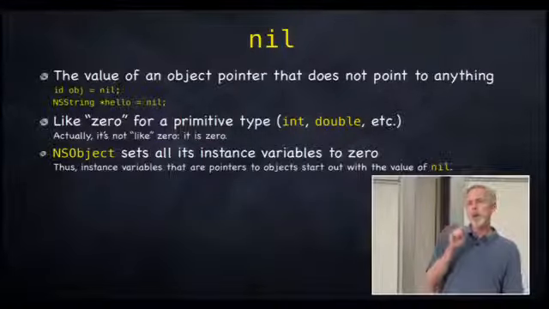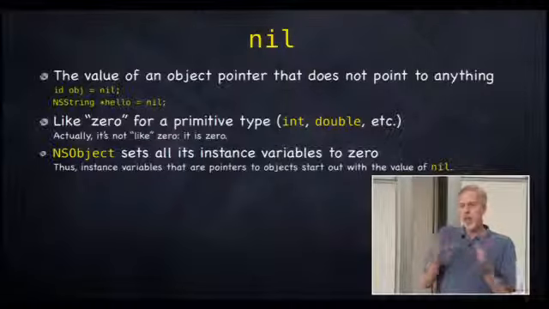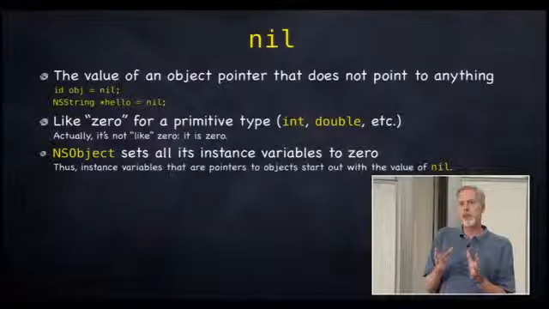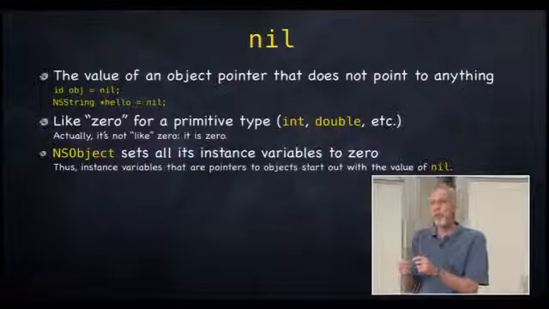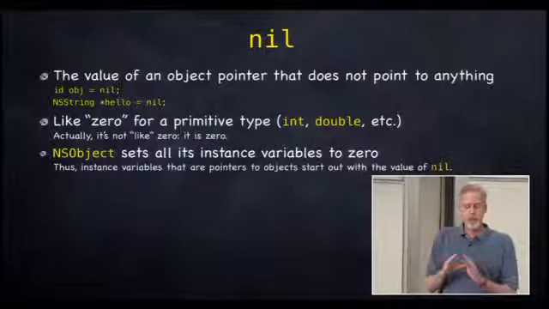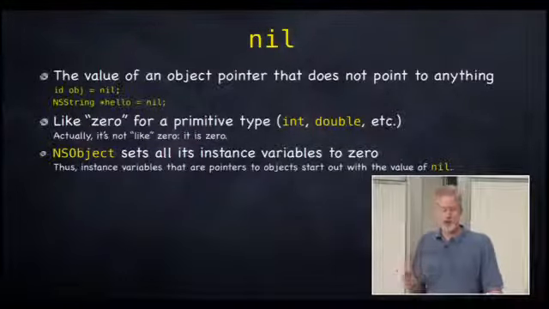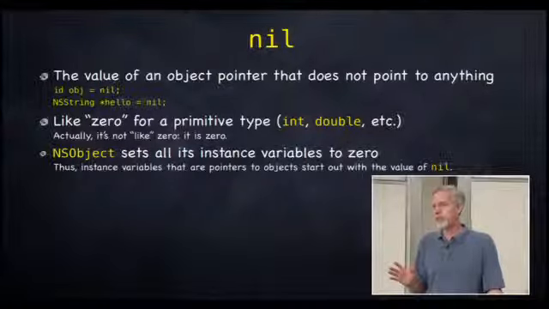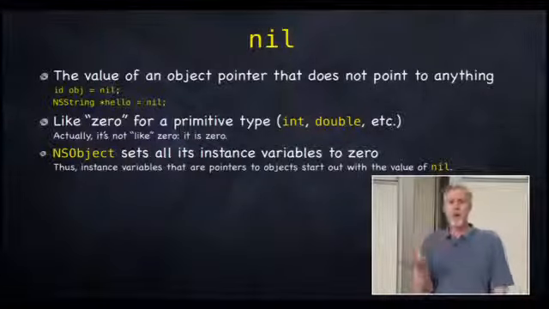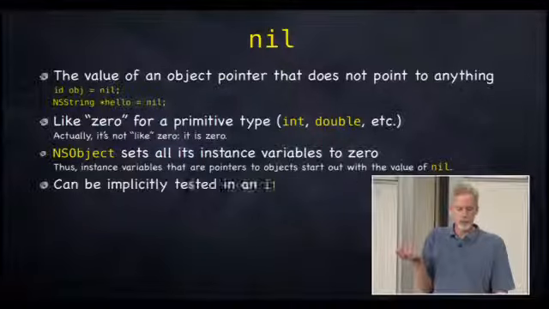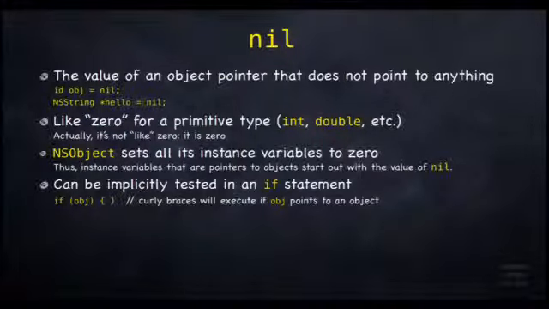When you alloc in NSObject, it sets all instance variables to 0, so you can count on that when you're writing your code. You don't have to be setting your instance variables to 0. Some languages require that. In Objective-C, as long as you're inheriting from NSObject, all your instance variables will be 0, including your object instance variables, so they'll start out nil. Like in our calculator brain, we had that waiting operation. It starts out nil. You can implicitly test for nil by just saying if (obj), and that will be true if obj is not nil, and false if obj is nil.